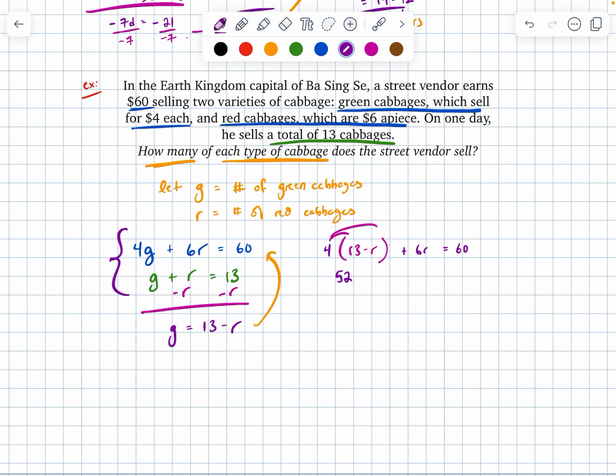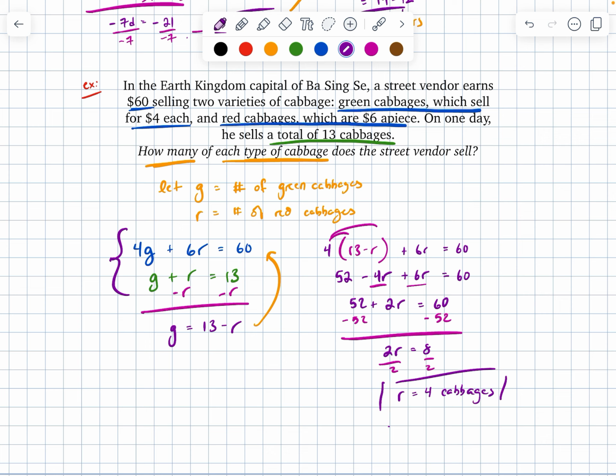Solving for R now, let's start by doing some distributive property. 4 times 13 is 52 minus 4 times R, which is 4R, plus 6R equals 60. Combining some like terms, negative 4R plus 6R is going to give me 2R, and then I have that 52 over to the left, and I'm equal to 60 on the right. Subtracting 52 from both sides, that tells me that 2R is equal to 8, and if I divide both sides by 2, I can show that my number of red cabbages is 4.